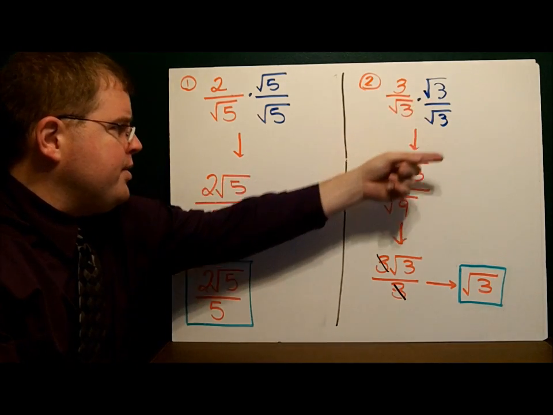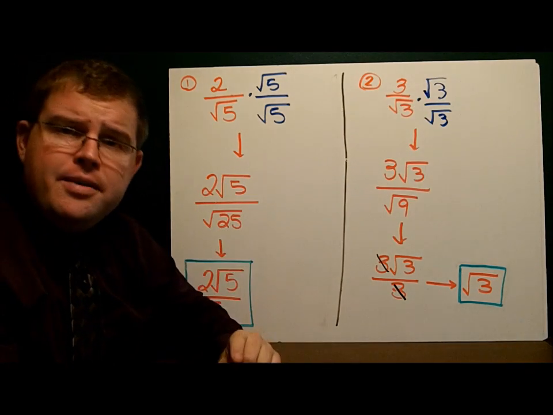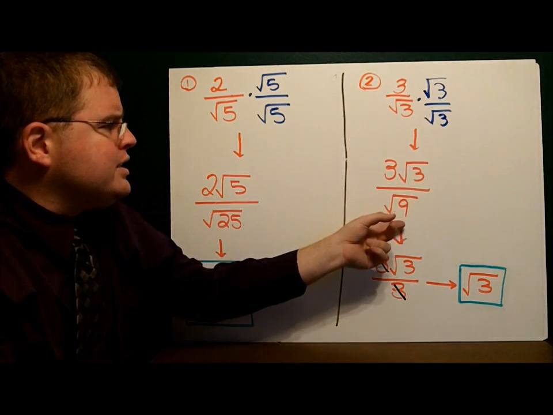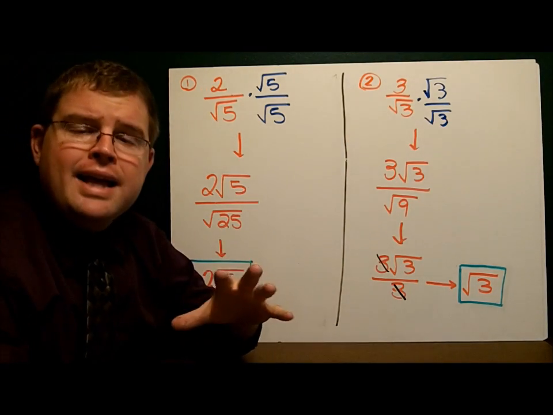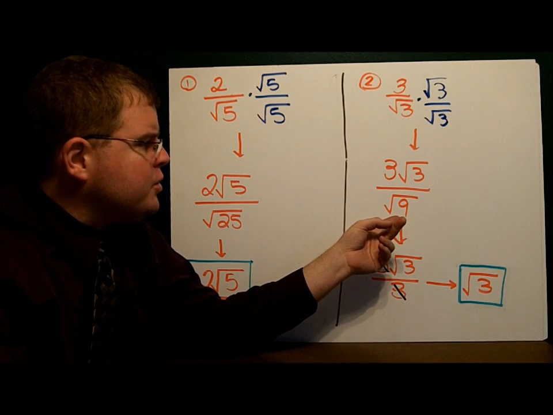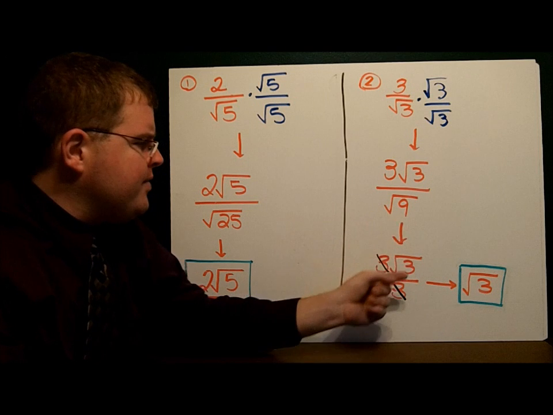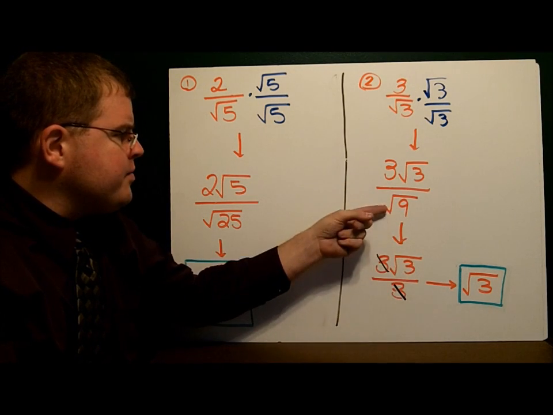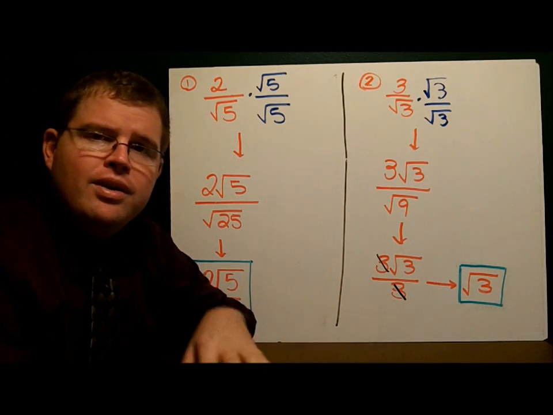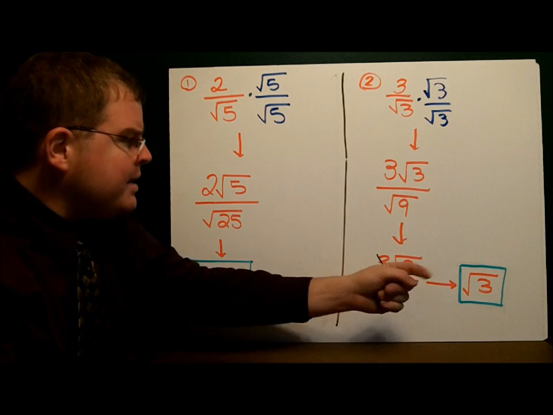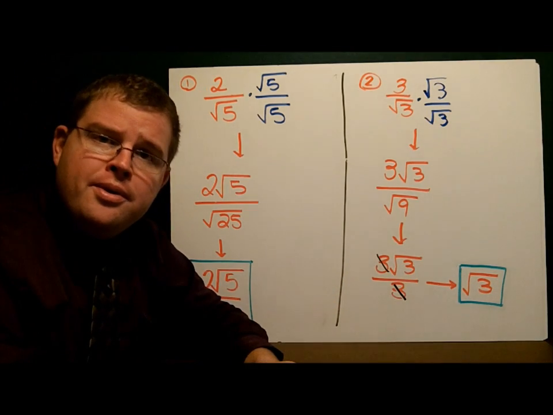3 times the square root of 3 gives me 3 square roots of 3. And I multiply these 2 square roots together, and I get the square root of 9. And again, that's exactly what I wanted to happen, because now I have a perfect square down here, and the square root of 9 is 3. So I have 3 square roots of 3 over 3. Now I can reduce my fraction, the 3's cancel out, and I'm simply left with the square root of 3.